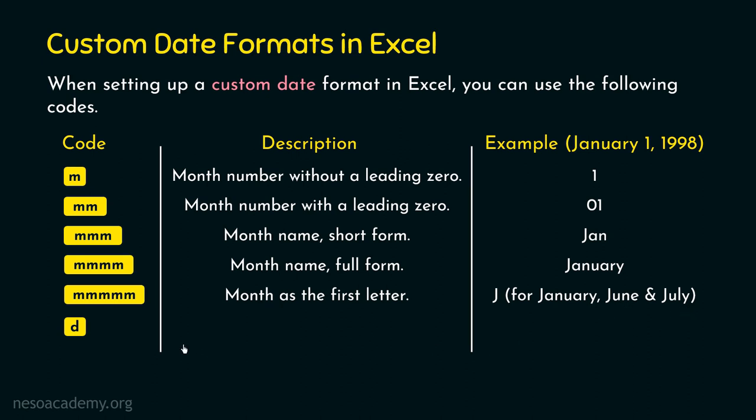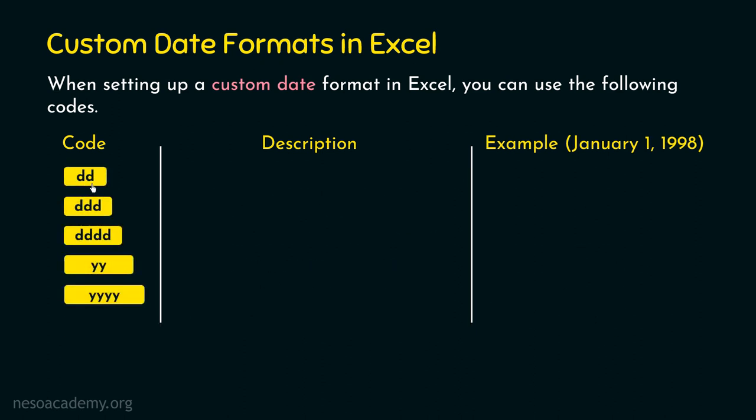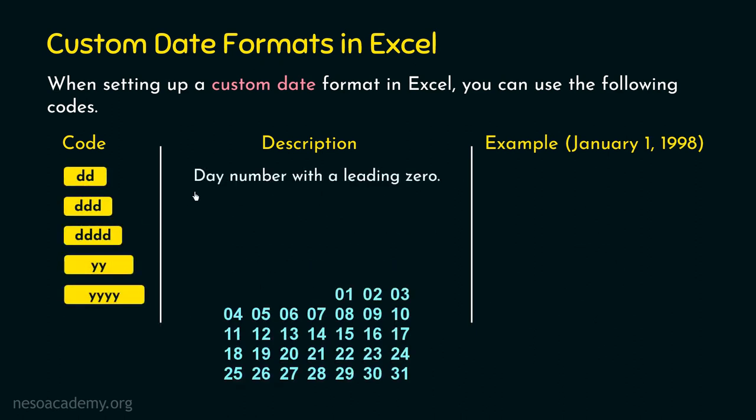Now let's talk about another code, that is D. It is used to bring in the day number without a leading zero. For example, the first day of the month will be written as number 1. Now let's move on to another code, that is DD. This code is used to bring in the day number with a leading zero. For example, the very first day of the month will be written as 01. So this code DD will assign the number 01 to the first day of the month.